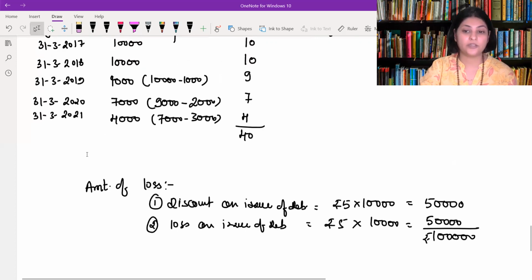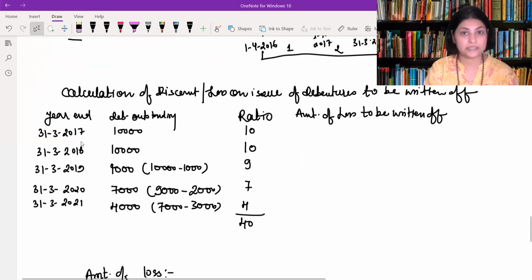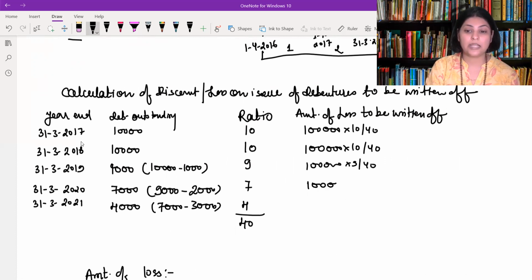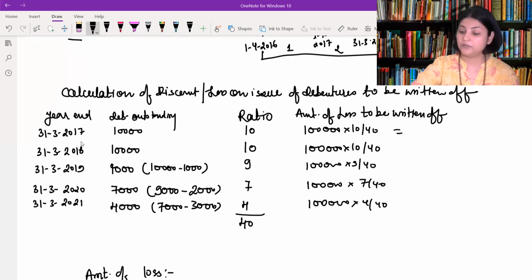Now I'm going to write off this loss year by year from the statement of profit and loss. First I'm going to write 1 lakh into 10 divided by 40. I'll do the calculations later. Again over here, 1 lakh multiplied by 9 divided by 40, and over here 1 lakh into 7 divided by 40, and over here 1 lakh into 4 divided by 40. Now, let me calculate these amounts.